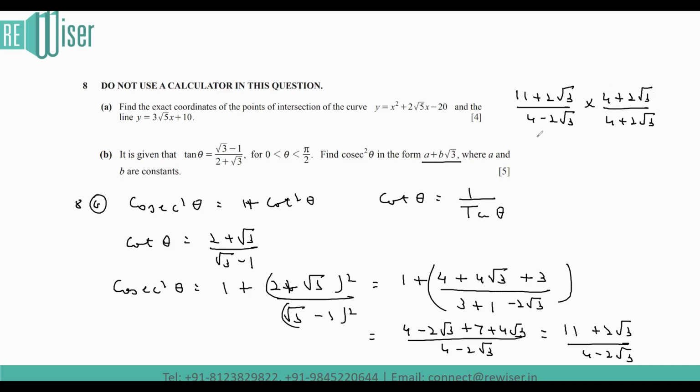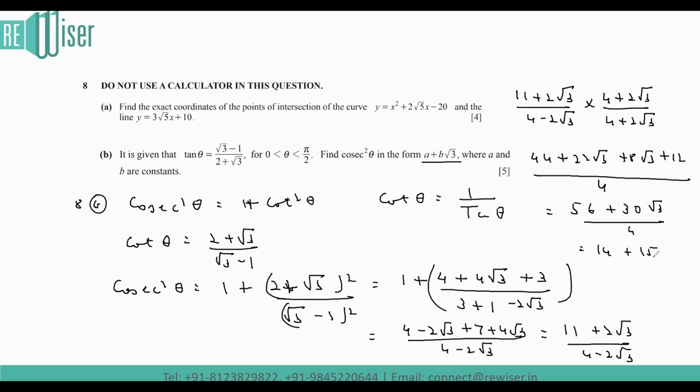If I open the brackets and multiply, we get 44 plus 22 root 3 plus 8 root 3 plus 4 times 3, which is 12, divided over 16, that's 2 squared, minus 3 times 4, which is 12. So that's 4. We get 56 plus 30 root 3 over 4. We can write it as 14 plus 15 by 2 root 3, which is in the given form. So the value of a is 14 and the value of b is 15 by 2.